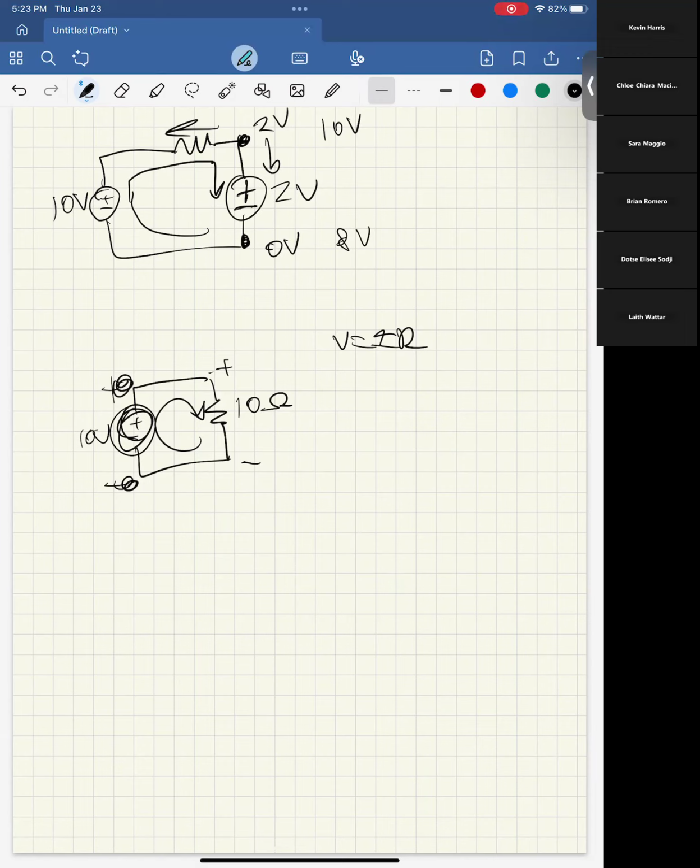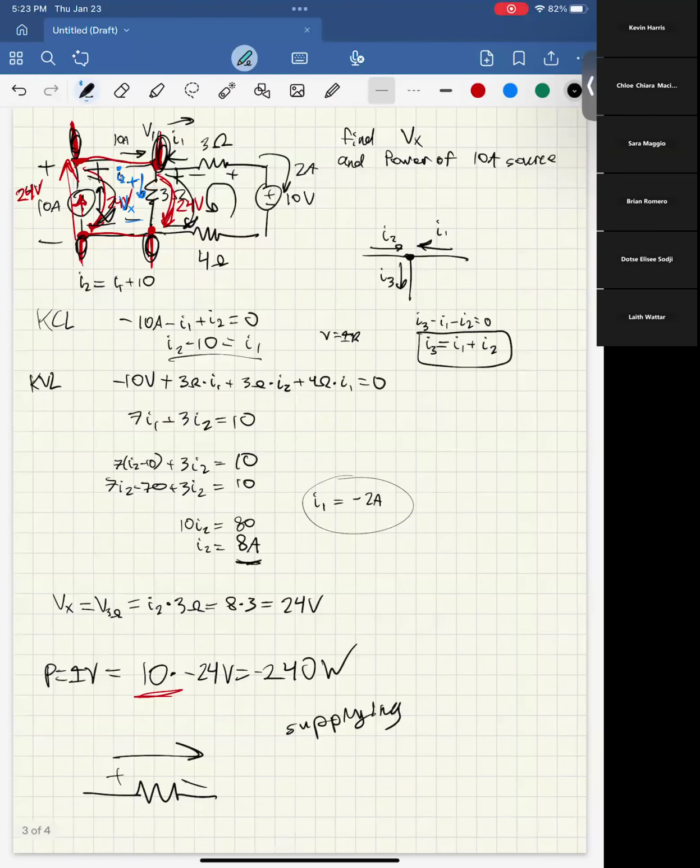With the question in chat about if you do it with the loop, you get negative 10 amps equals I1 plus I2. So yeah, if you guess that I2 is going that way, then you would get that 10 amps equals I1 plus I2. And then you'd do all the same math and it would work out fine. It's just that at the end, you would get a positive 2 amps for I1. The math works out. If you get a negative number, you guessed the wrong direction. If you get a positive number, you didn't.